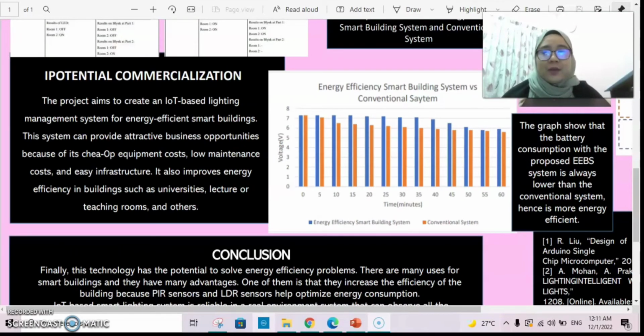For this part, I will explain the potential commercialization. The project aims to create an IoT-based lighting management system for energy efficiency smart building. This system can provide an attractive business opportunity because of its cheap equipment costs, low maintenance costs, and easy infrastructure. It also improves energy efficiency in buildings such as university lecture halls, teacher rooms, and others.